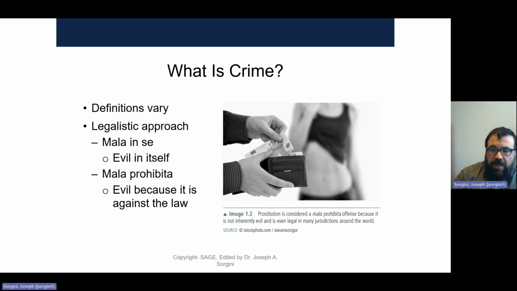Now, definitional wise, you're going to see two key definitions for us on this slide: mala in se and mala prohibita. Each of these can be understood by what the crimes are that occur underneath them. Mala in se would be best understood by things like murder.